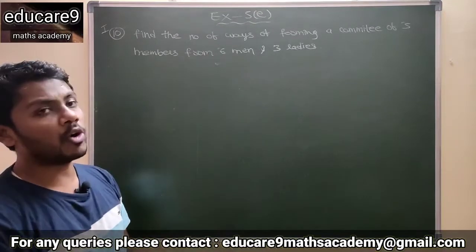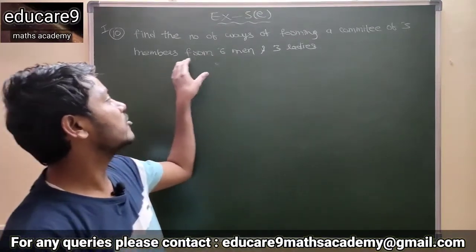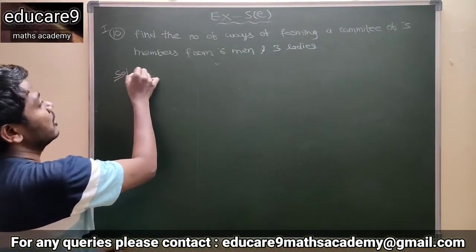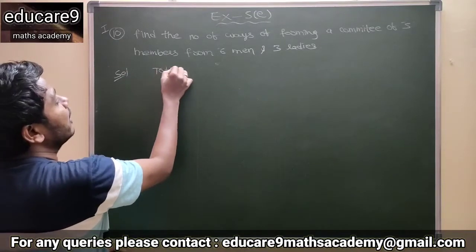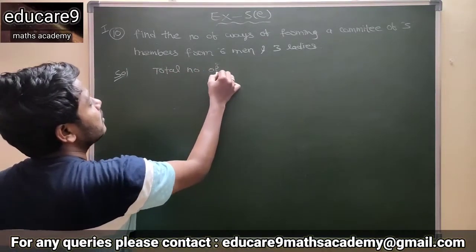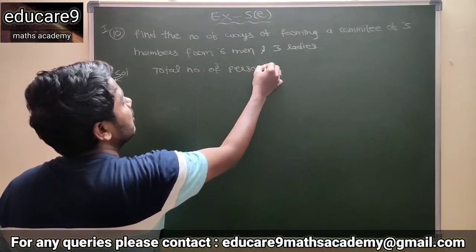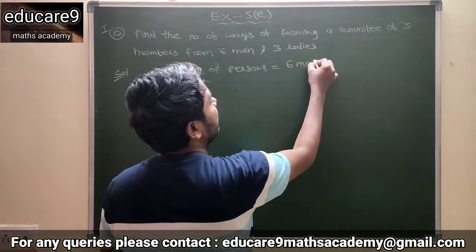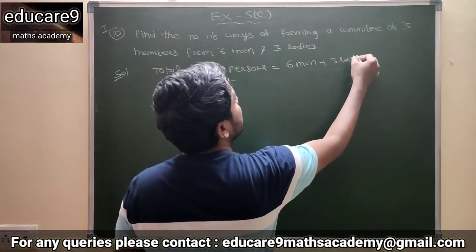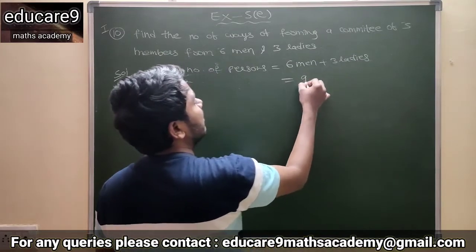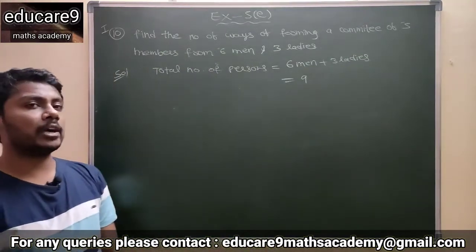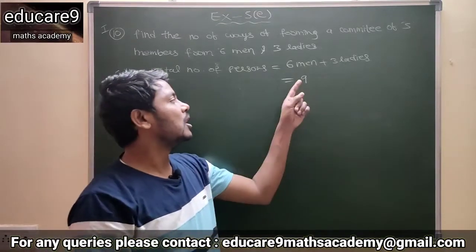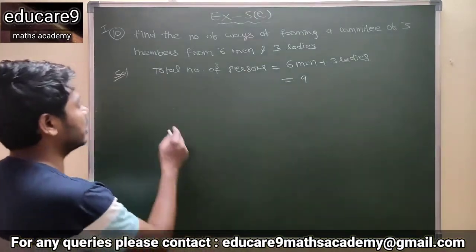Find the number of ways of forming a committee of 5 members from 6 men and 3 ladies. So see the solution. Total number of persons is equal to what? 6 men plus 3 ladies. So total persons are 9. Here to form a committee of 5 members, it means you need to select 5 members out of 9. So see here.